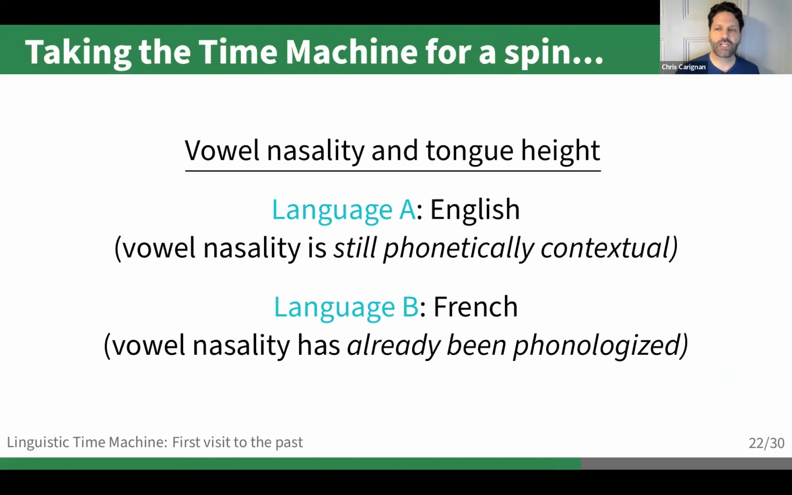So we're going to try this. We're going to take the time machine for a spin, and we're going to do this on what I've been talking about, vowel nasality and tongue height. Language A then is English, where vowel nasality is still phonetically contextual, right? We don't yet have a phonological nasal vowel system. French, on the other hand, does. So there is a change, right? Phonologization of vowel nasality. Language A hasn't had it happen yet. Language B, it's already happened.